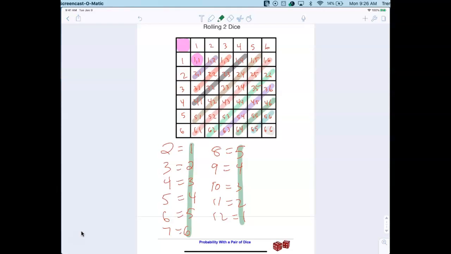Boxcars is called what? 6 and 6. So you have a 1 out of 36 chance of getting a 2. You have a 1 out of 36 chance of getting a 12. You have 6 out of 36 to get a 7. Is everybody with me on that? If I said what's the probability of getting a 3, you would tell me it's 2 out of 36. 4 is 3 out of 36, and so on and so forth. That is critical for you to understand the next page.